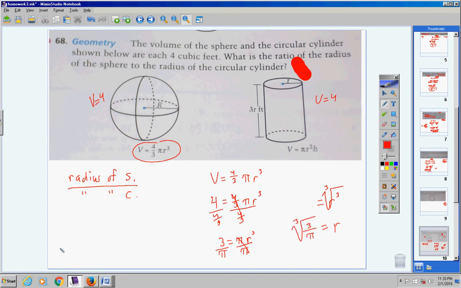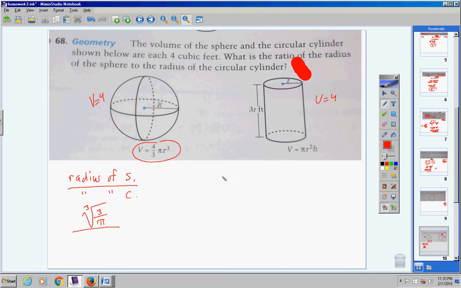So that's going to go all the way over here on top of my fraction. Okay, so here's my fraction bar right over here. And this will go up top right here. That's the radius of the sphere. Now let's find the radius of the cylinder. Now, here's the formula I'm going to use. V equals pi r squared h. The volume is 4. Pi is going to stay pi. My radius is, look, r. My radius is r. So I've just got r squared. My height is 3r. So I've got a 3r here.